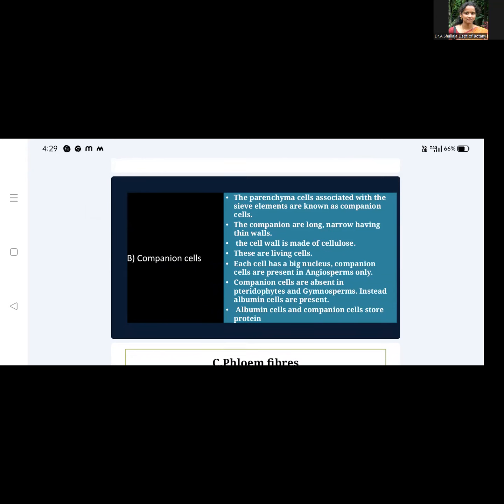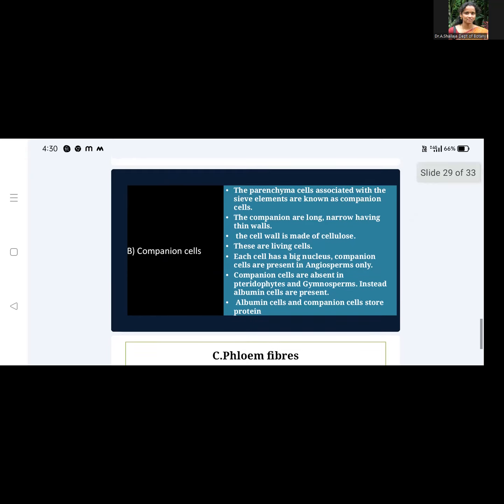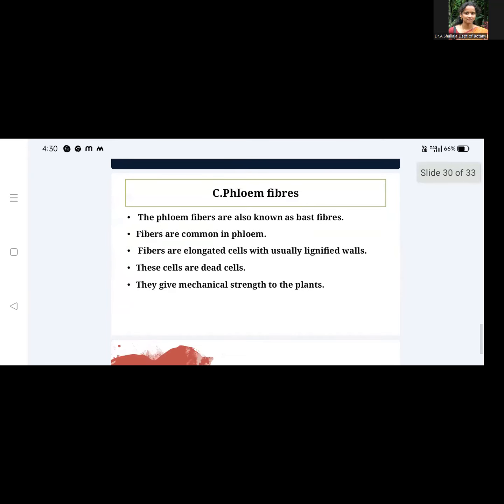This is a very important sentence: companion cells are absent in pteridophytes and gymnosperms. They are present only in angiosperms. Instead, albuminous cells are present in gymnosperms. Albuminous cells and companion cells store protein. That is the companion cells. It's very important. And next is the phloem fibers.